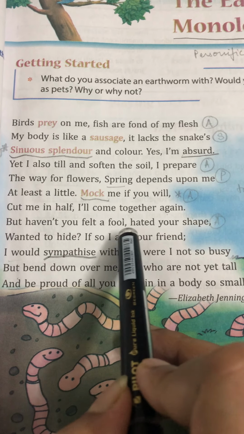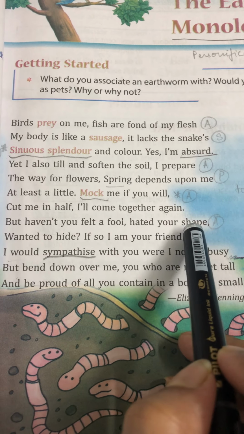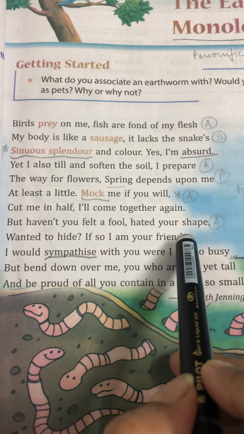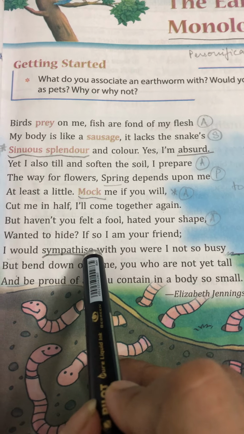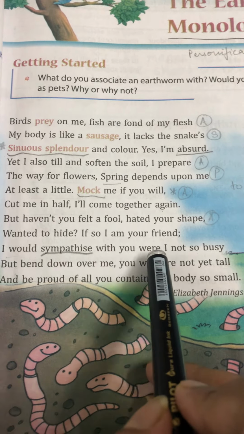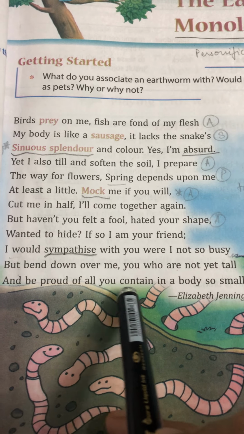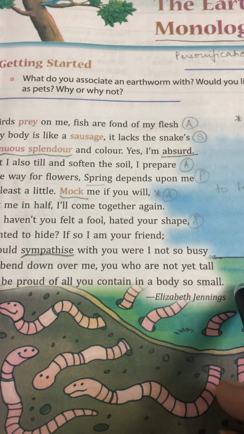But haven't you felt a fool? Hated your shape? Wanted to hide? If so, I'm your friend. I would sympathize with you, were I not so busy. But bend down over me, you who are not yet tall, and be proud of all you contain in a body so small.